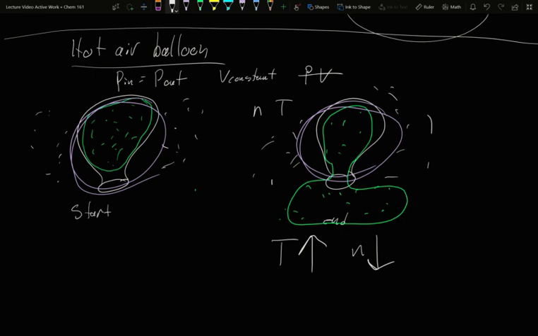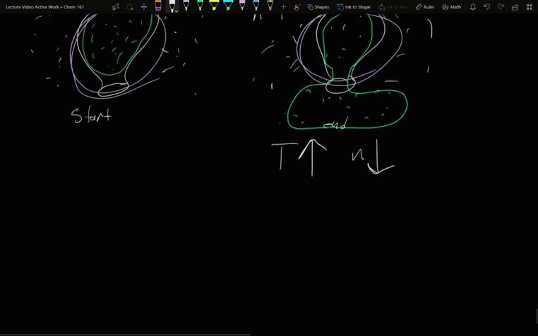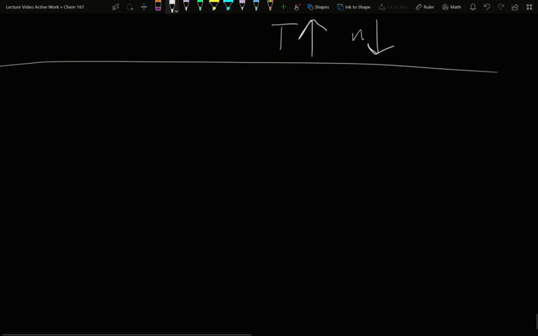This is the idea of how a hot air balloon is working. Let's do an experiment with it. Let's try and solve a little bit of this. Let's say we've got outside atmosphere, it's N2, so it's 28 grams per mole. We'll say the outside is 28 degrees Celsius and 1 atmosphere.